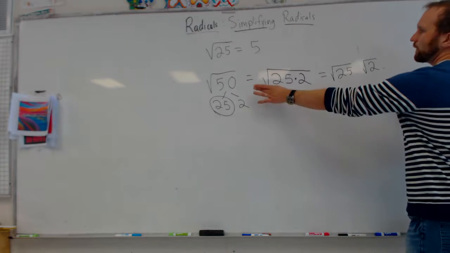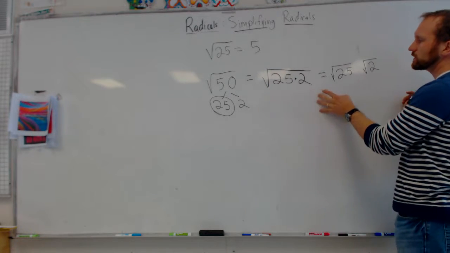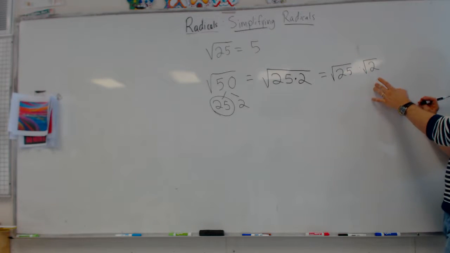So the square root of 50 is the square root of 25 times 2, which is the square root of 25 times the square root of 2. And I know the square root of 25. What's the square root of 25? 5. So the square root of 50 is actually 5 square roots of 2.